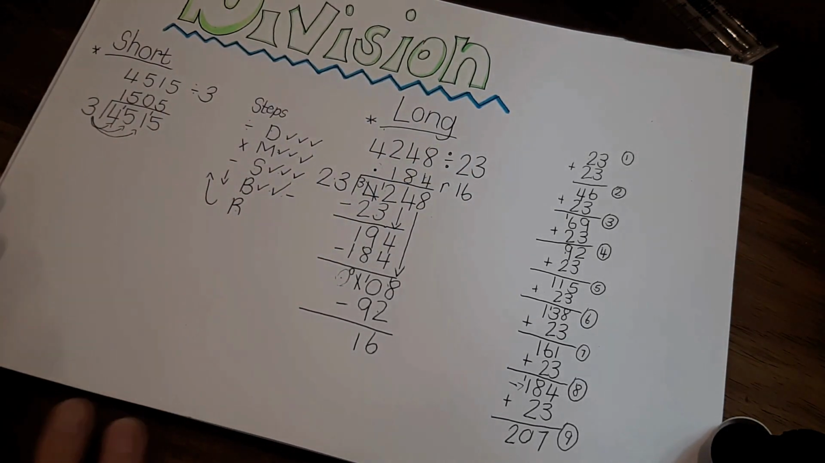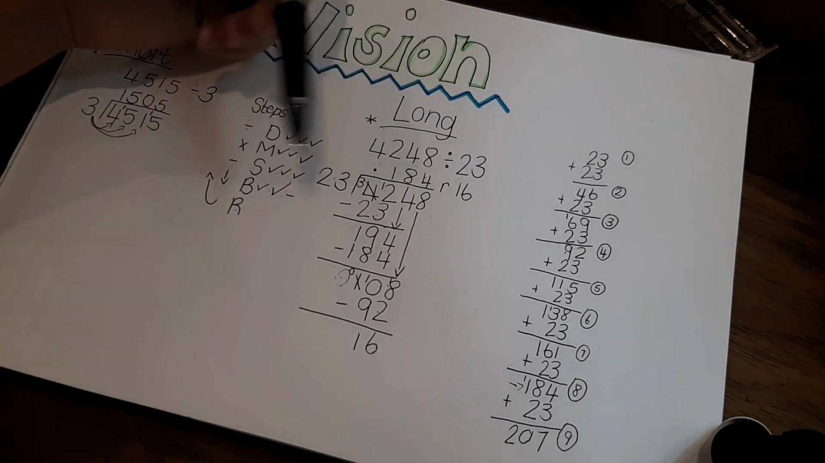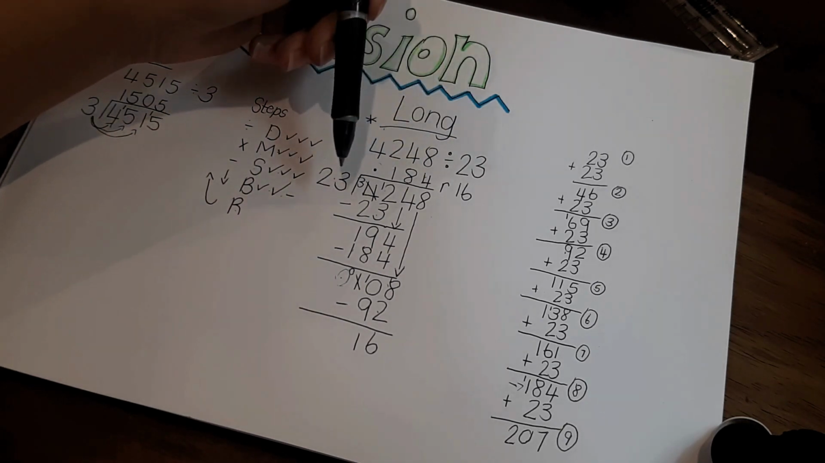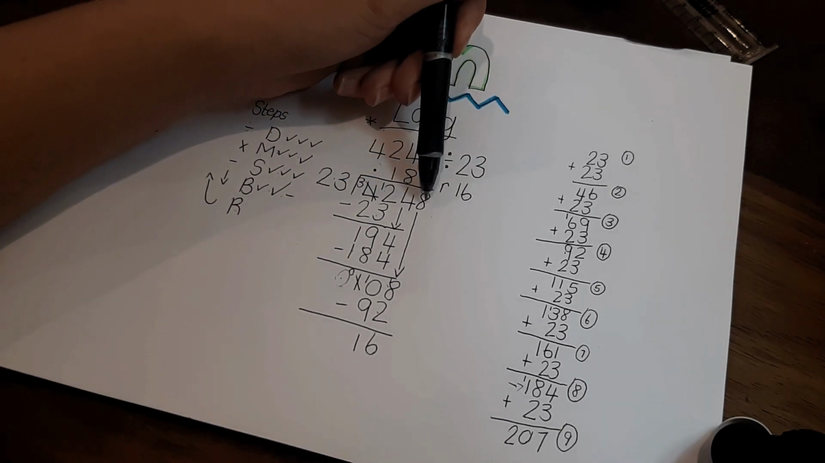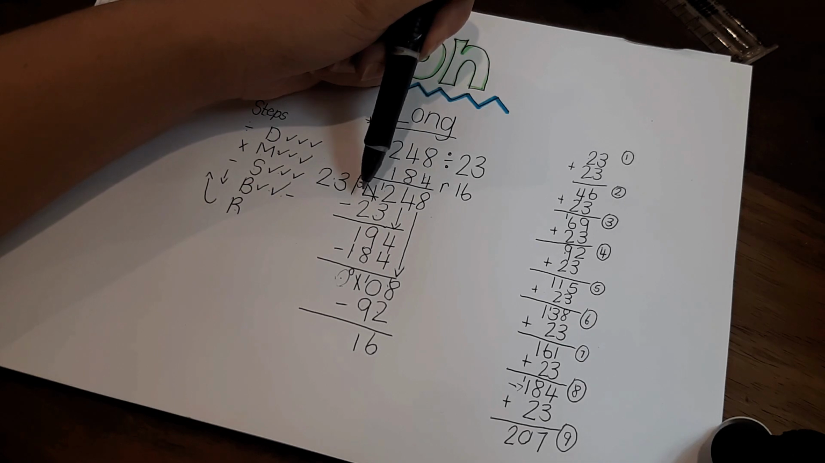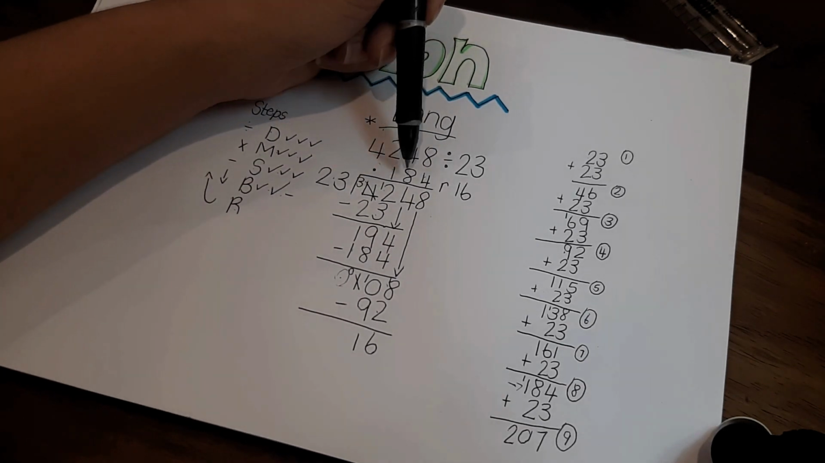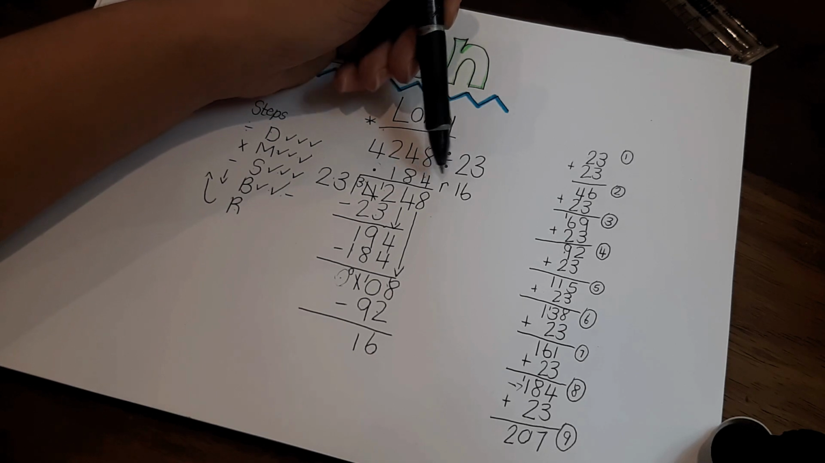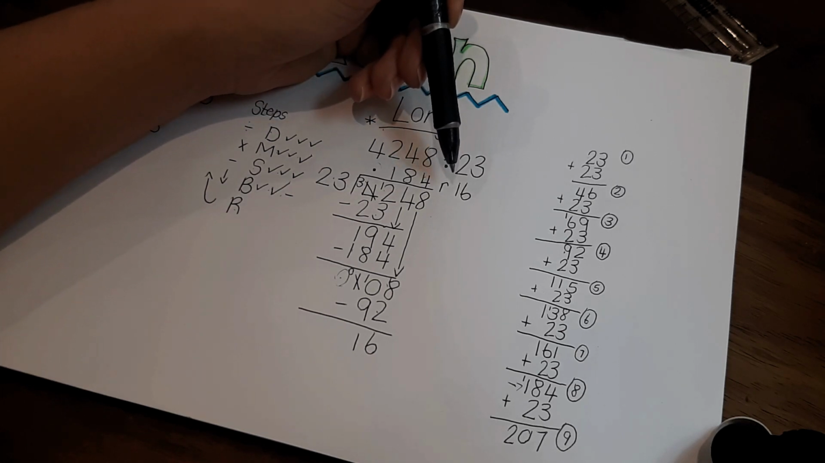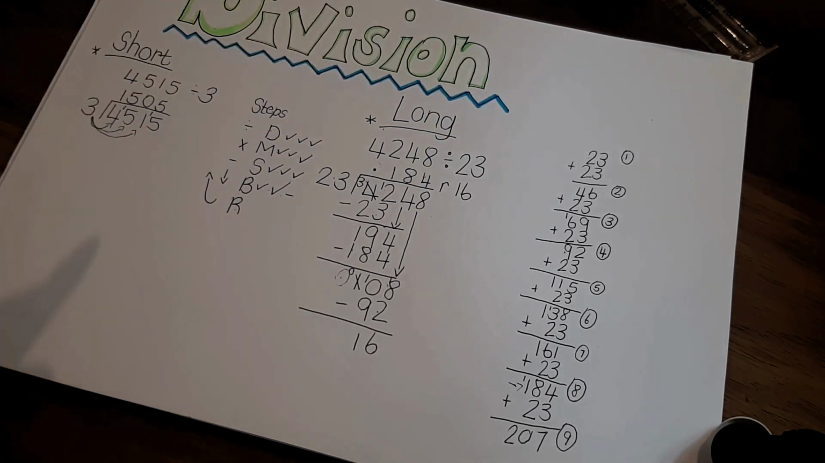Okay. So, for example, if there's a factory and they've got 4,248 products and they have to pack these products into 23 boxes, each box will get 184 products inside and there will be 16 products remaining that cannot be divided into any of those boxes. Otherwise, there would be an uneven amount.